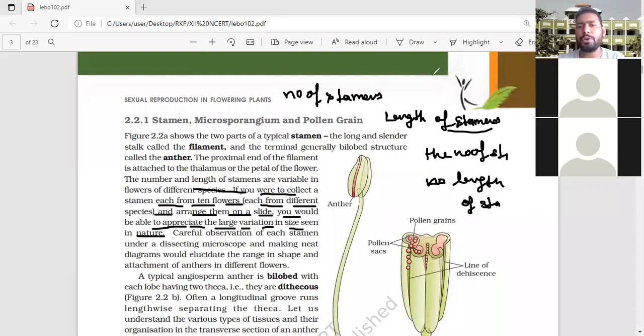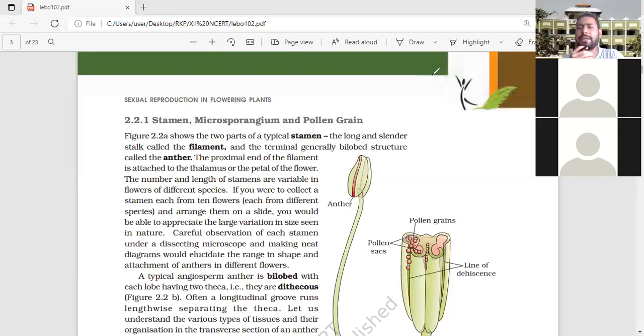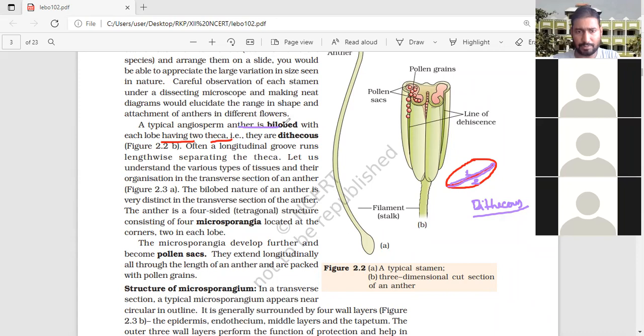It is saying if you collect 10 different types of flowers and their stamens, you will get too much variety and diversity in the length, size and structure of the stamen. It is going to vary in different flower species. Okay, anther should be bilobed, and these bilobes have two theca, that is dithecous.